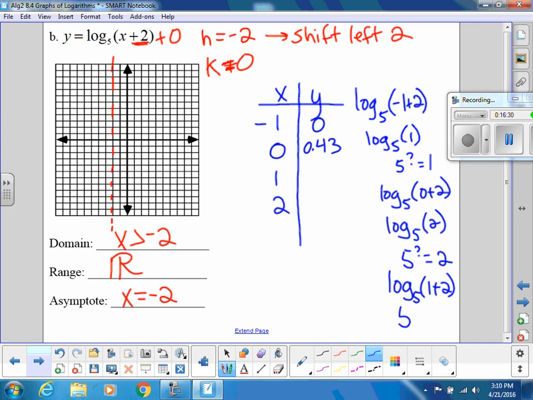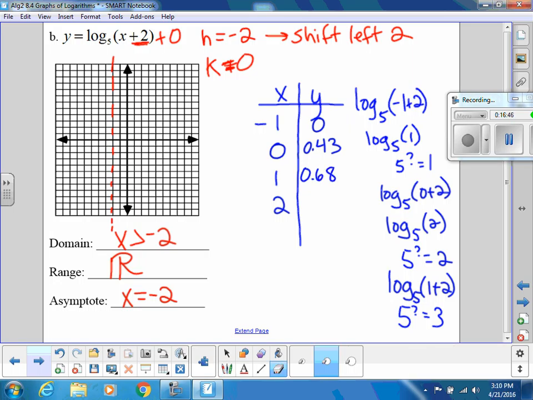All right, so next thing I'm doing, log base 5 of 1 plus 2. That's going to give me 5 to what power equals 3. So again, I'm having trouble with that. I have to use my calculator because I can't just look at that and know. That gives me 0.68.